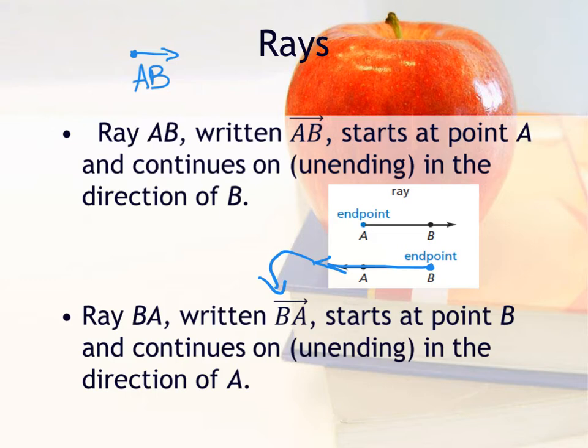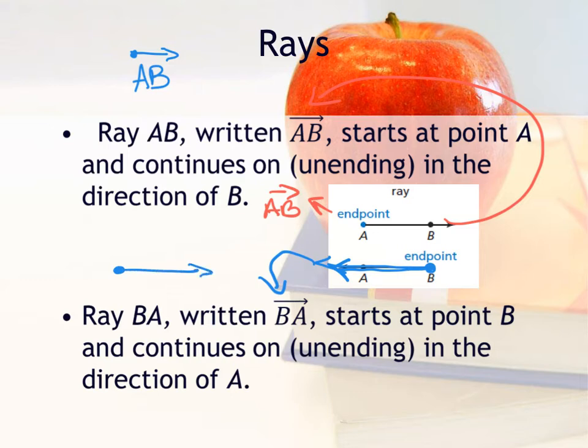So this one is for AB, but this one, where it starts at B and it goes in the direction of A, is BA. Now you could have also drawn the BA this way. It doesn't matter which direction the arrow points. It's wherever the endpoint starts, that's the first letter, and then the point that's closer to the arrow is the second letter. So again, this would be BA, because that's where it starts, and it goes to A.